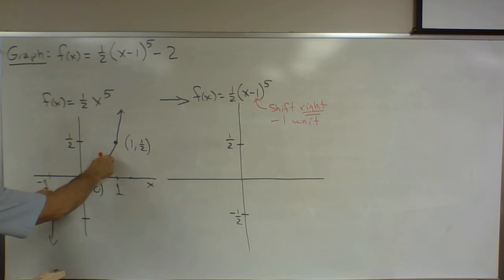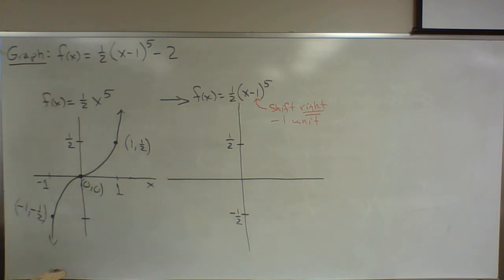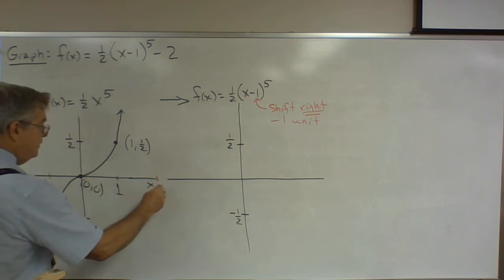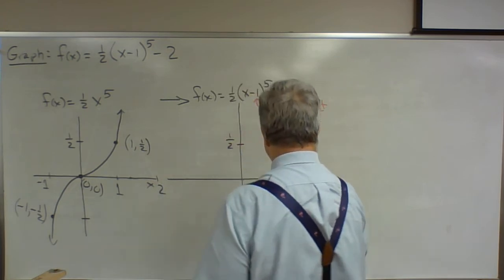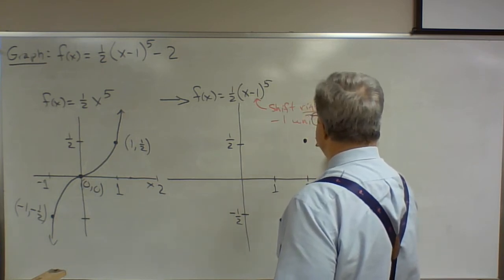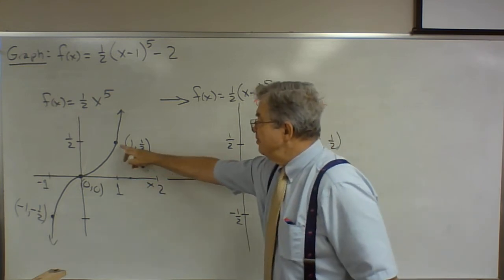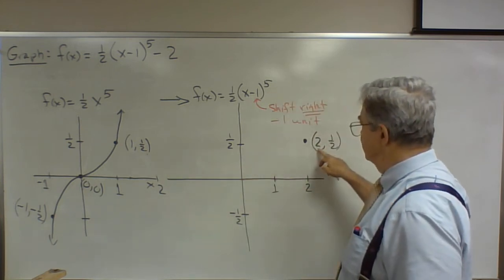It's as if we grabbed this graph, picked it up off the board, and moved it 1 unit to the right and put it back down. That's essentially what we're doing. This point is at x equal 1, y equal 1/2. If we move it 1 unit to the right, we go from x equal 1 to x equal 2. And we have the point x equal 2, y equal 1/2. We just took this point at x equal 1 and moved it 1 unit to the right, so now it's at x equal 2.